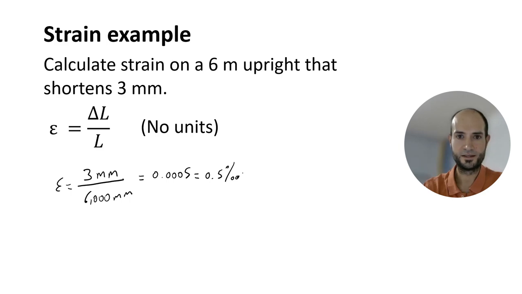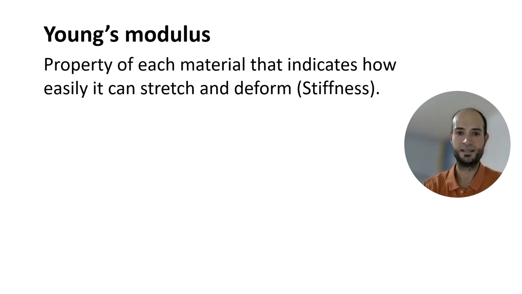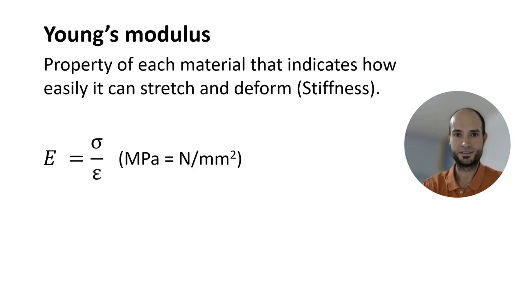It's the Young's modulus. Young's modulus or elastic modulus is a property of each material that indicates how easily it can stretch and deform. It's a measure of the stiffness of the material. And it's equal to stress over strain.